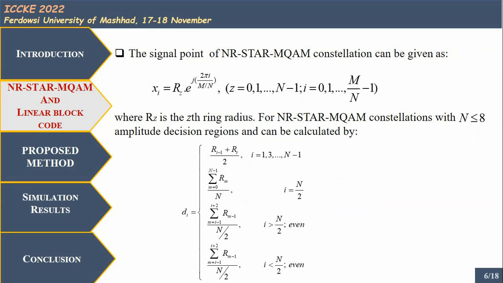The signal point of an NR star QAM constellation can be expressed as the equation shown, where RZ is the Z-th ring's radius. For NR star MQAM constellations, the amplitude decision regions DAI can be calculated as the equation expressed.